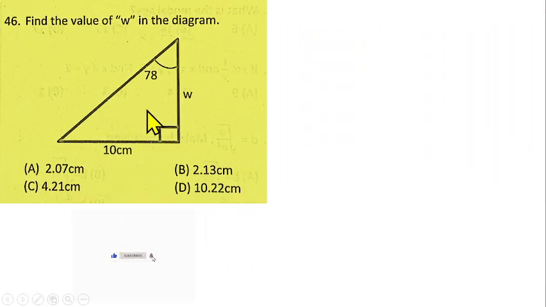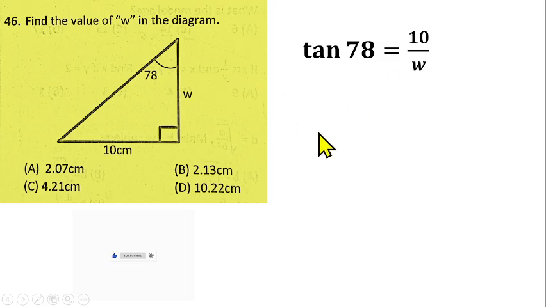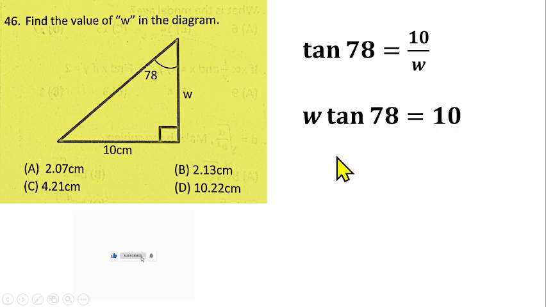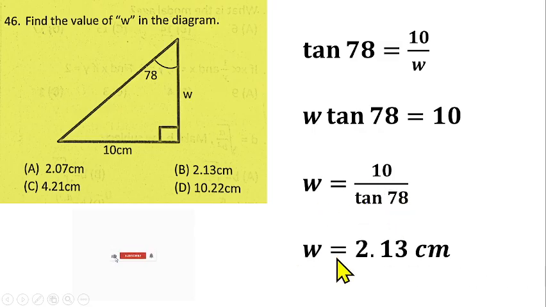Question number 46 is on a trigonometric ratio. We have a right angle triangle. We are given this angle and this side, and we have to find this side, which is W. What's the relationship between this angle, this side, and this side? This side is opposite, this side is adjacent of this angle. Opposite over adjacent will be tan. So tan 78 equals 10 over W. Cross multiply: W times tan 78 equals 10. Divide both sides by tan 78. W will be 10 over tan 78, so W will be 2.13 centimeters, which is option B.